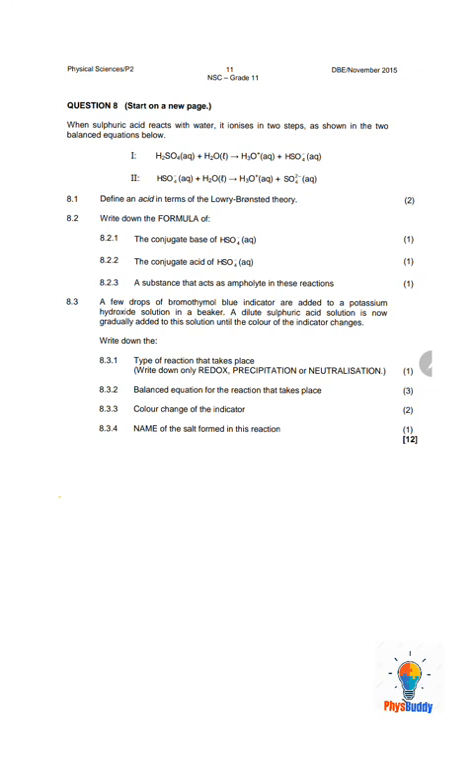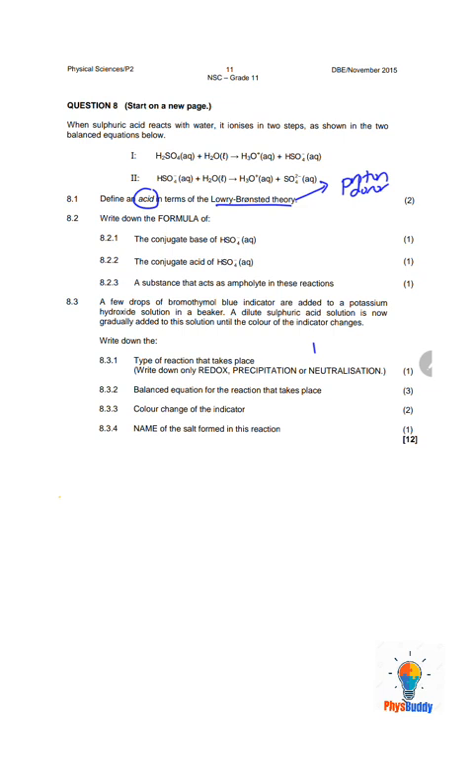We're looking at the grade 11 November 2015 chemistry paper, and it's a question on acids and bases. The first question, define an acid in terms of the Lowry-Bronsted theory. And we know that according to Lowry-Bronsted, an acid is a proton donor.